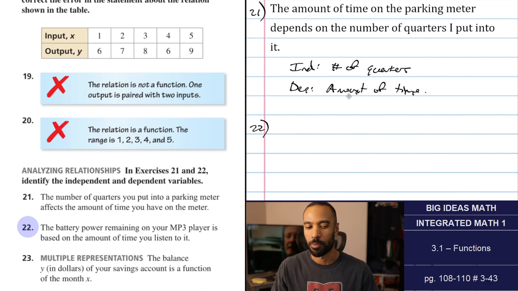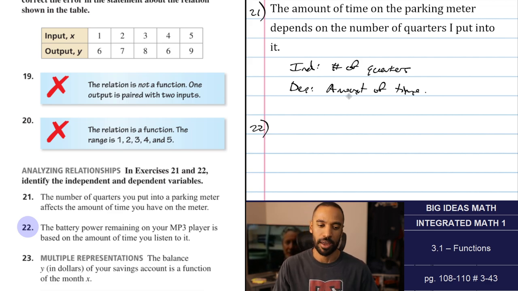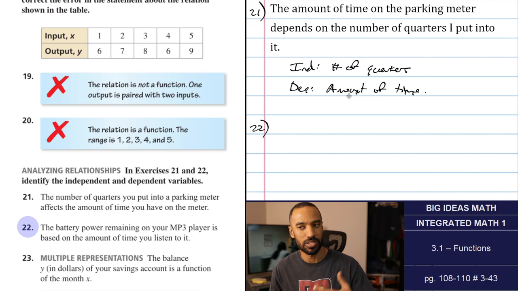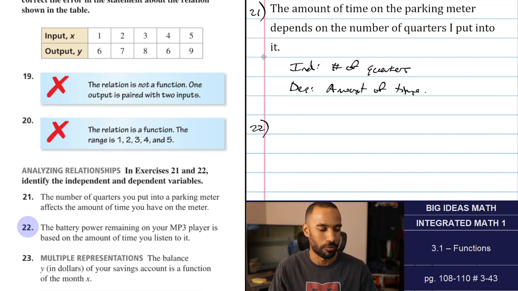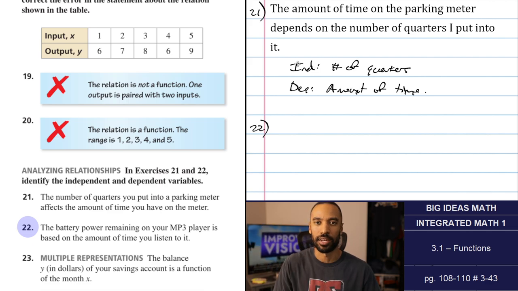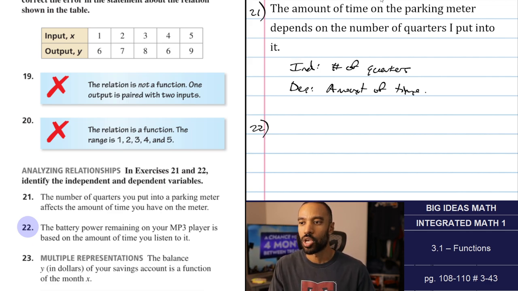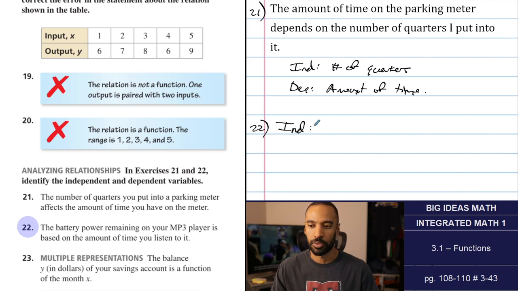The battery power remaining on your MP3 player is based on the amount of time you listen to it. So they're telling you specifically, there's no reason I had to state this sentence. What I stated was kind of a repeat of what they said. I listen to it more, the battery goes down that way. So independent, dependent. Independent is time listened. And I'll be honest, the majority of the time is an independent variable.